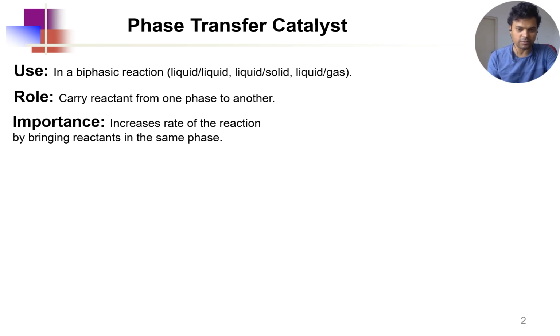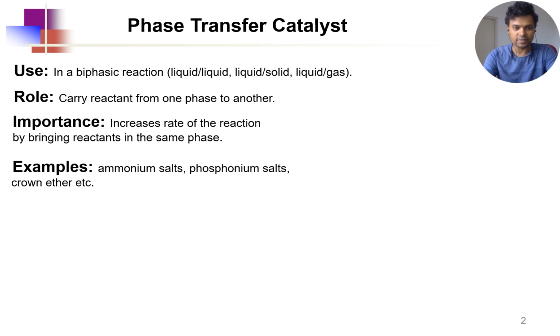Okay, so that's what I was telling you. Because if they are in different phases, there will be no collision. So if you think about the collision theory in chemical kinetics, reaction kinetics, if there is no collision, no reaction. So you have to bring them into the same phase where the reaction should occur.